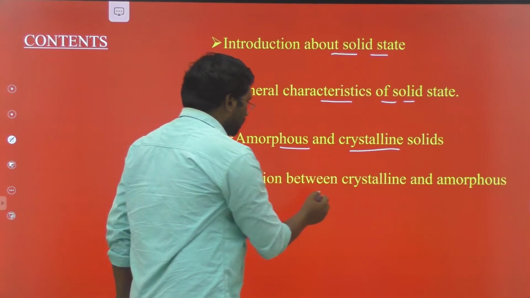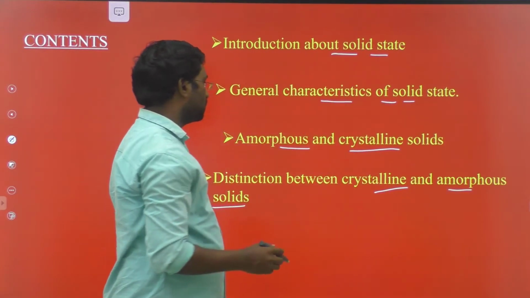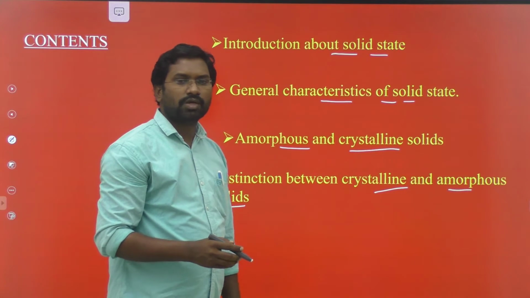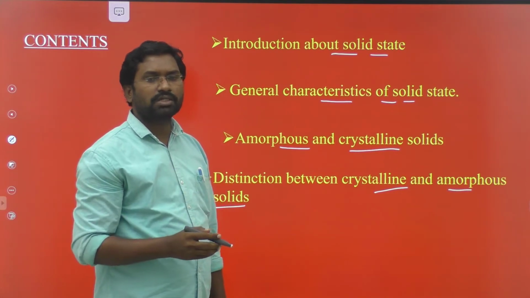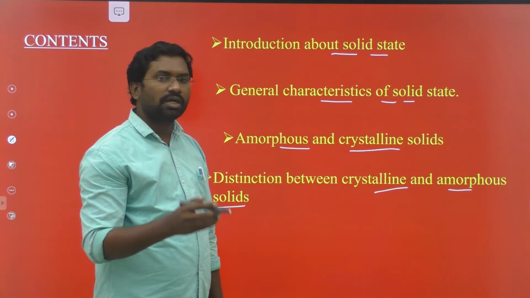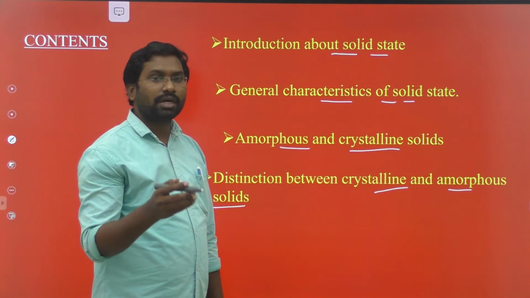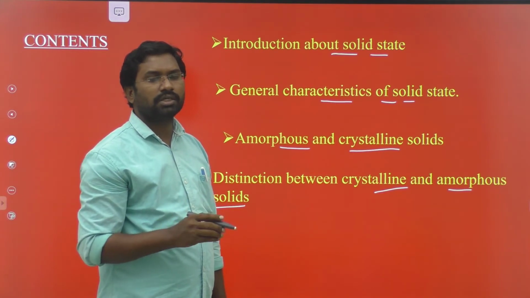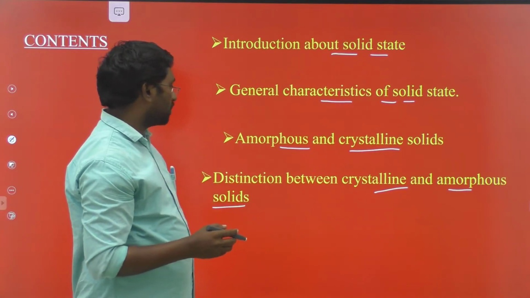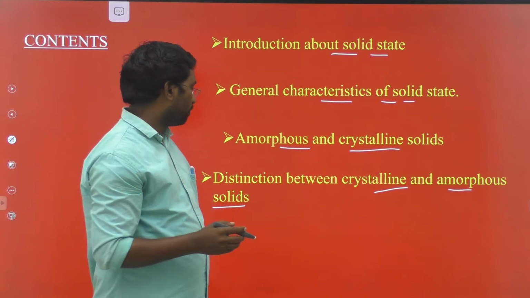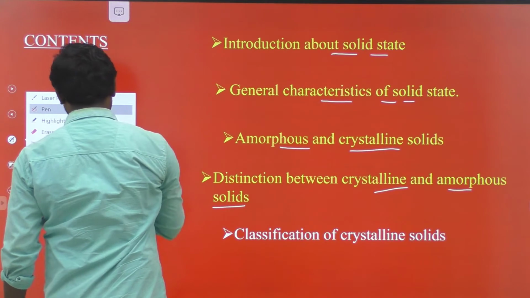And next, the distinction between crystalline and amorphous solids. It gives information about the melting points of crystalline and amorphous solids. And next, the cleavage property of crystalline and amorphous solids, and then the thermal conductivity of crystalline and amorphous solids. This gives the information regarding crystalline and amorphous solids. And finally, the classification of crystalline solids.